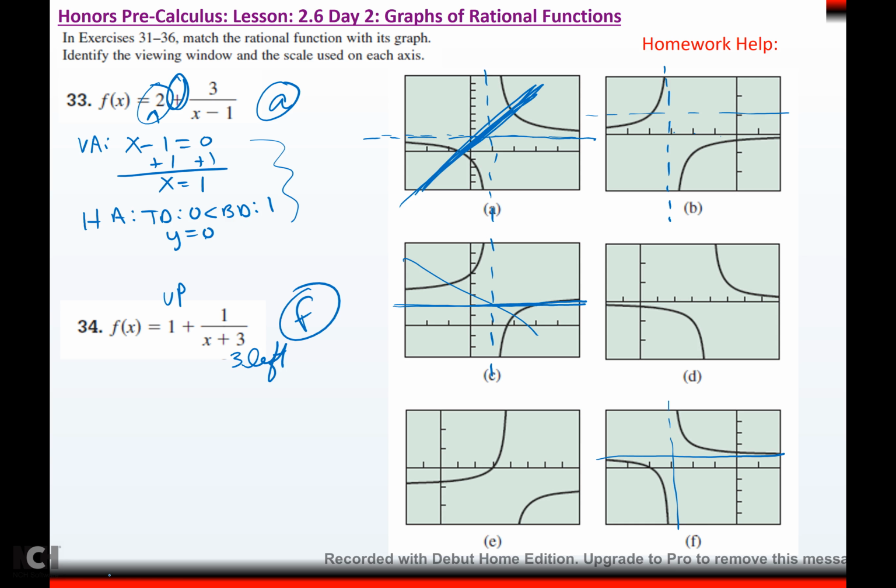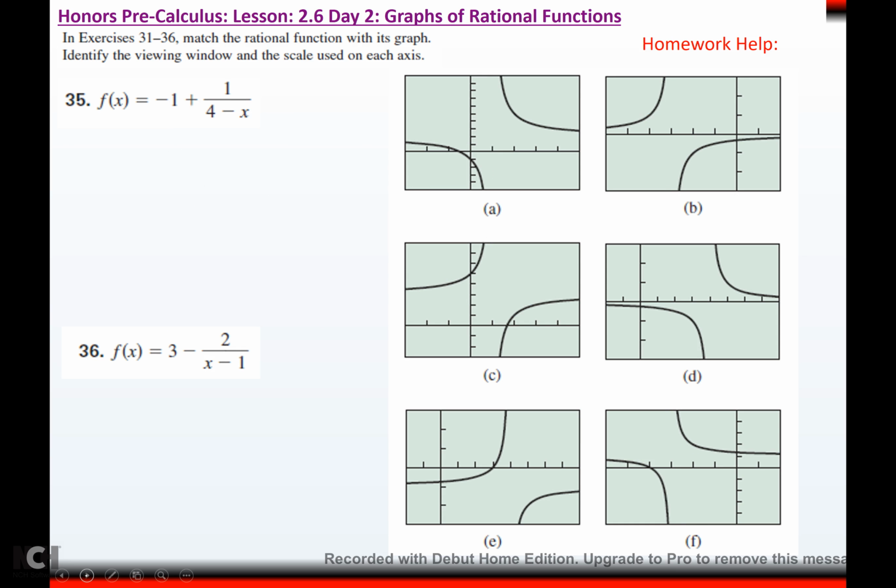Okay? Alright, so there's some tricks to match graphs. Oh, we got more. Sorry.